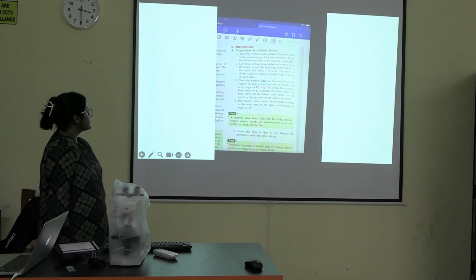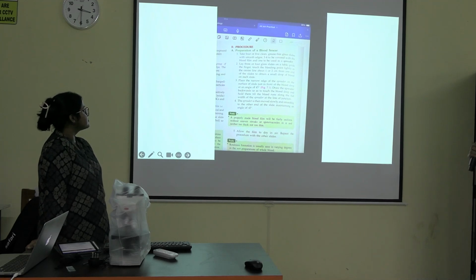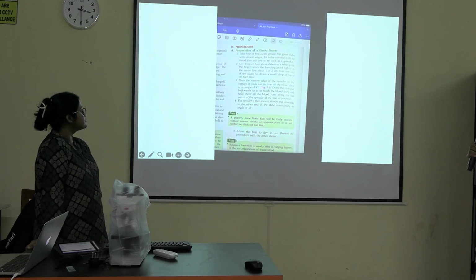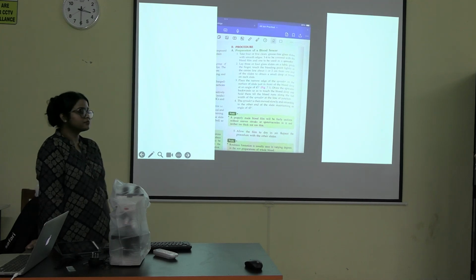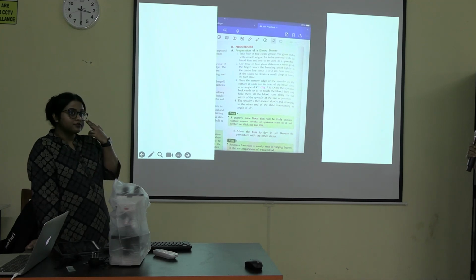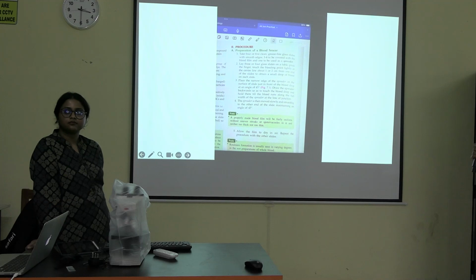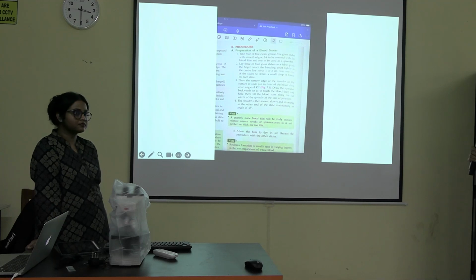The second step is lay 3 or 4 glass slides on a table, prick the finger, touch the bleeding point lightly in the center line, about 1 or 2 centimeters from one end of the slides to obtain a small drop of blood on each slide.